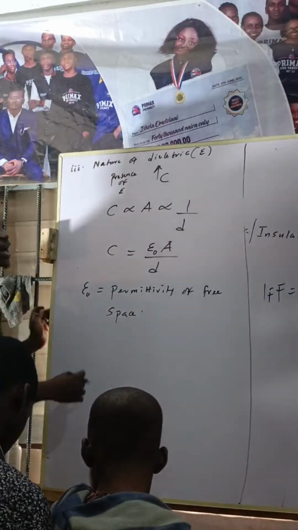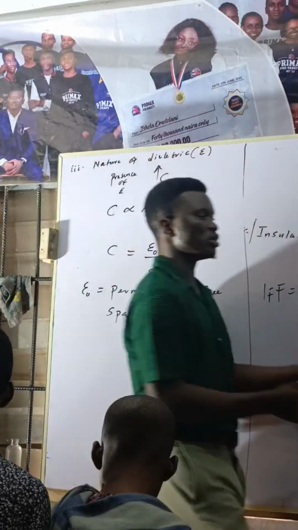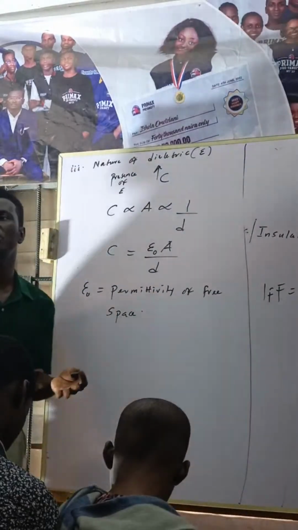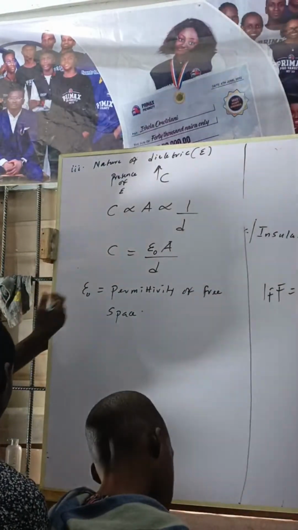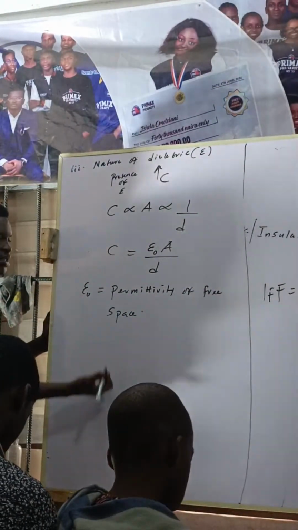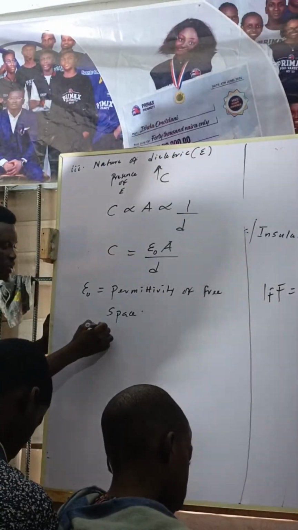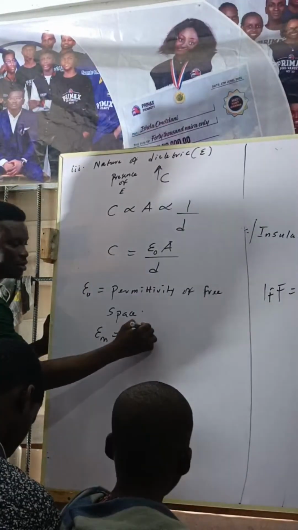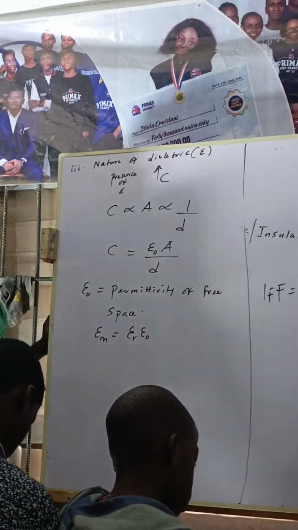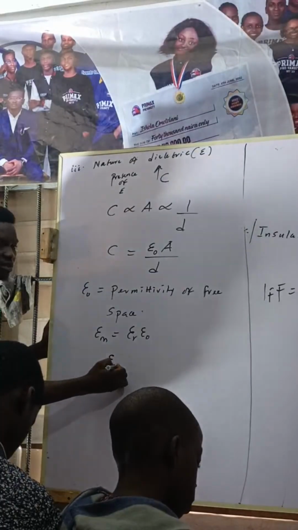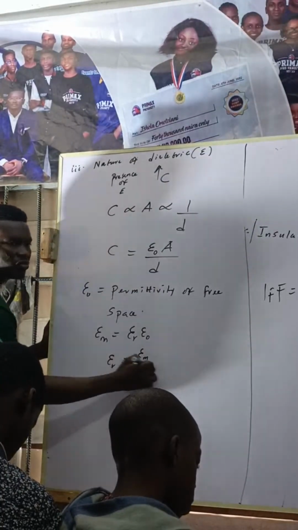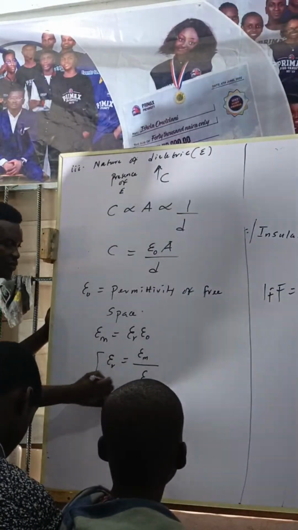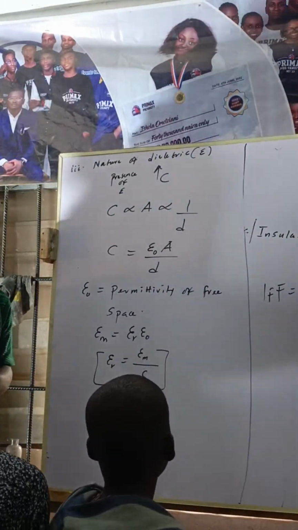Then, if I now put a medium, there are different mediums you can put in between them. Depending on the medium you put, it can be just any material. So the permittivity of that medium is given as relative permittivity multiplied by permittivity of free space. So you can simply say that relative permittivity is equal to permittivity of medium over E naught. That's relative permittivity.